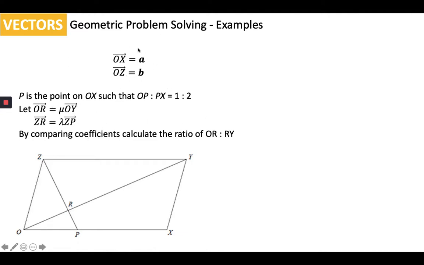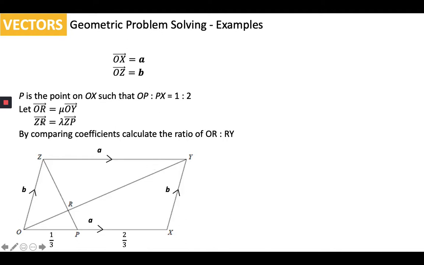I'm going to annotate my diagram to show my two vectors. I've got b is OZ and I've got OX is a. I'm told that here, and because I've got this parallelogram, I can say that these are a and b. The key thing now: I've got P as a point on OX such that OP to PX is 1 to 2. So again, I'm going to put my fractions on there, 1/3 to 2/3. I find that useful.